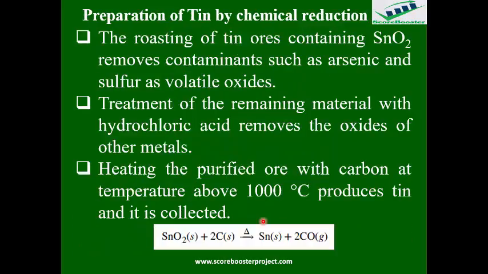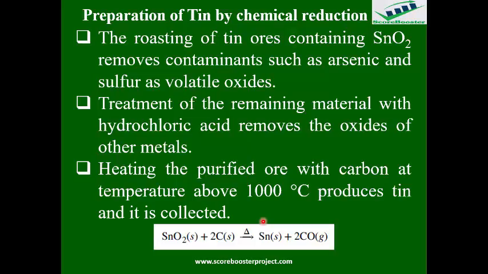So let's go to the last element we're going to treat for today. So tin oxide, that is called cassiterite. That is the largest ore of tin. So if you want to prepare tin, then you roast tin oxide. You roast cassiterite. Roasting means you burn it in air. If you roast it, then you remove the volatile oxides, something like arsenic and sulfur.